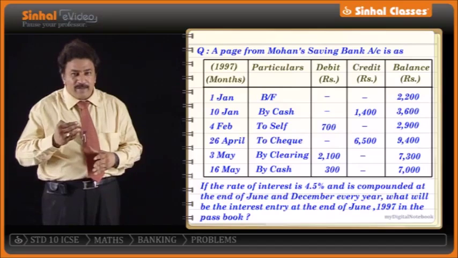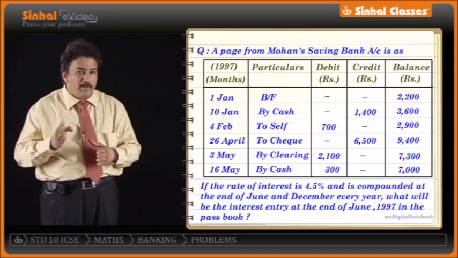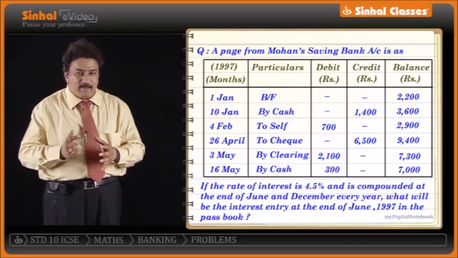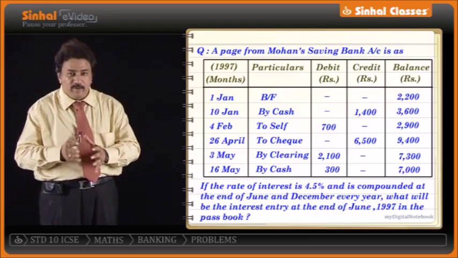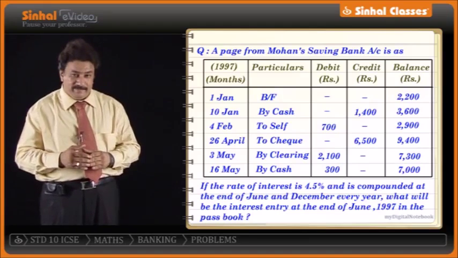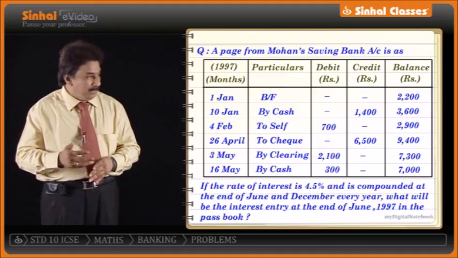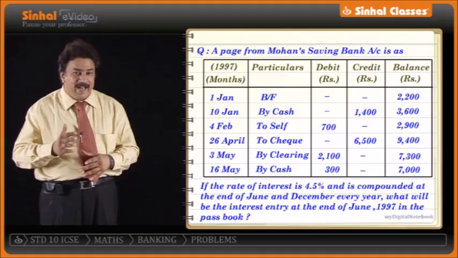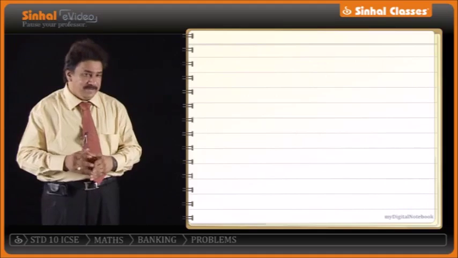Now they have asked you only the entry of interest at the end of June. So there is no need to go up to December. Though the interest is given twice in a year, the problem says find the interest entry at the end of June. So you have to only find the interest up to the end of June 97. Let's start doing it. That means you have to find the minimum balances from January to June because the interest is asked at the end of June. We'll go for minimum balances for each month.